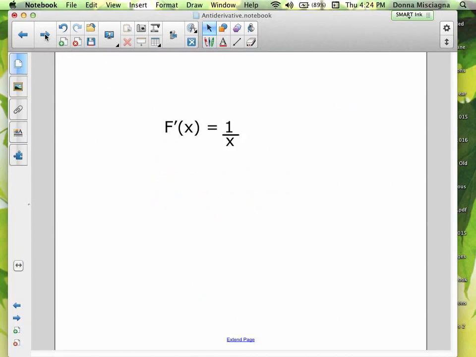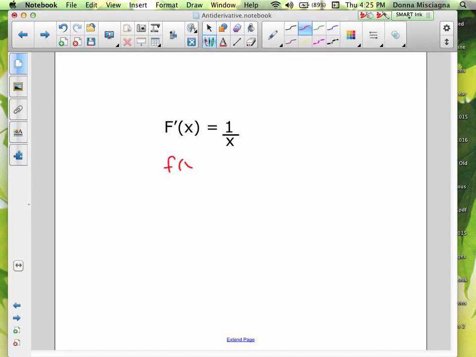Okay, so here's our derivative. F prime of x is 1 over x. Which function has 1 over x as its derivative? Okay, pause the tape, write down your answer. This one is a little bit trickier. It is not a power rule.